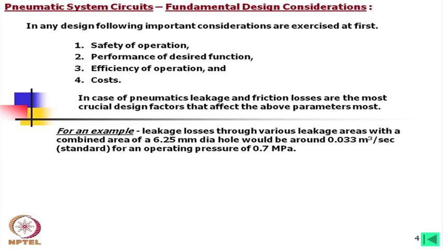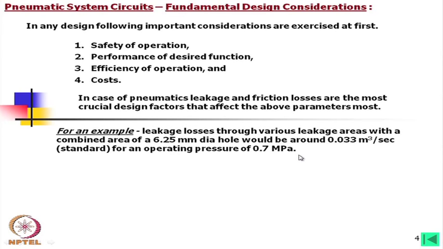Now, for an example, consider leakage losses through various leakage areas with a combined area equal to a 6.25 millimeter diameter hole. That means we are considering that the orifice through which the leakage occurs is 6.25 millimeter in diameter. This is a very rough estimation, because summing up all the areas, it becomes equal to the area of a 6.25 millimeter diameter hole. Again, if we consider the coefficient of discharge through these orifices or whatever the leakage passage may be, maybe capillary, these coefficients will be different, but roughly we can say this loss will be around 0.033 cubic meter per second, of standard air, for an operating pressure of 0.7 megapascal.